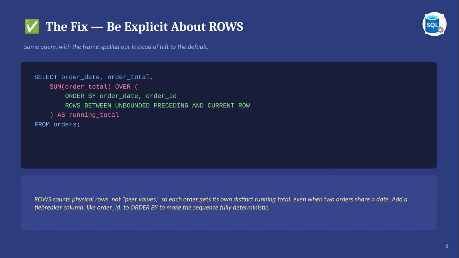Rows counts actual physical rows, not values that happen to tie, so each individual order gets its own genuinely distinct running total, even when two orders share the exact same date. The habit worth building: always add a tiebreaker column, like order ID, to your order by to make the entire sequence fully deterministic, and always spell out rows explicitly for any running total, never rely on the default.